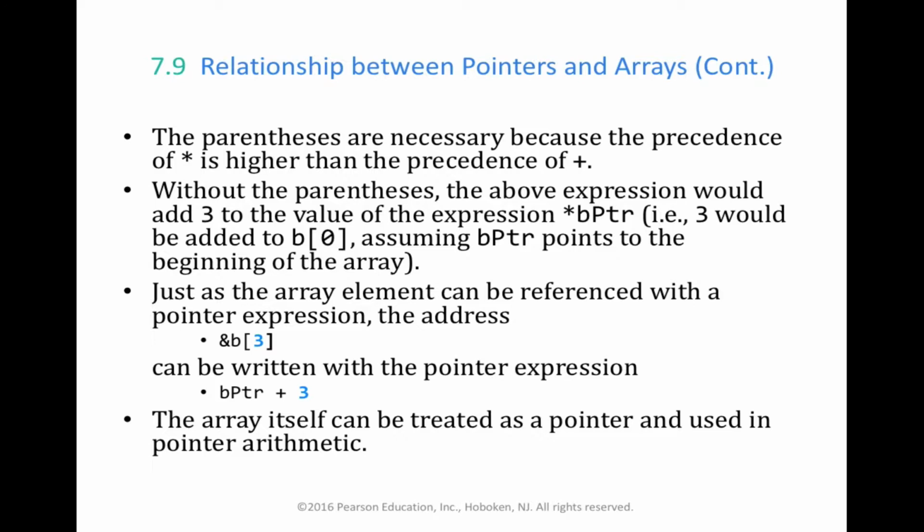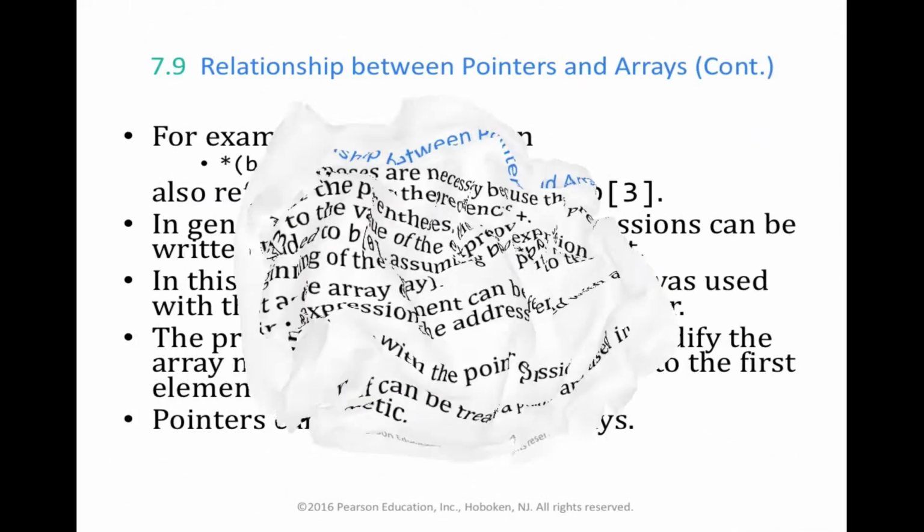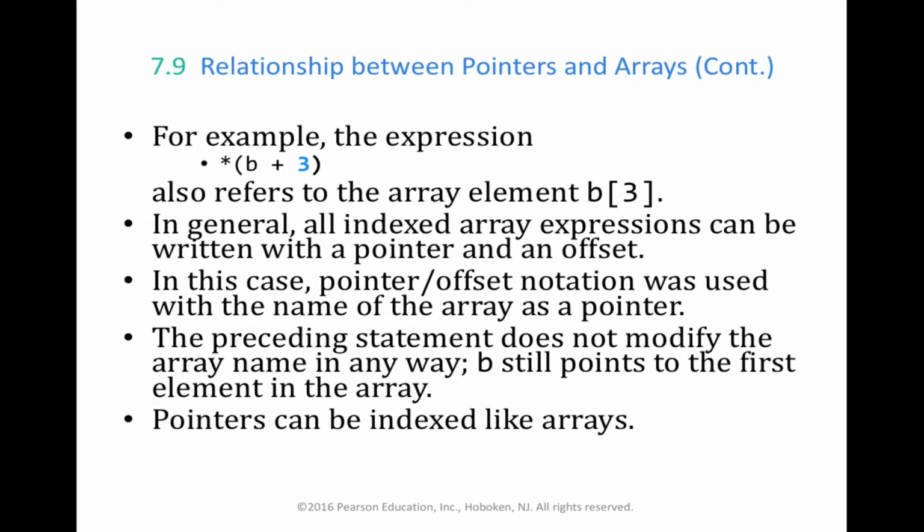Just as an array element's address can be referenced with the address operator, &b[3], we can write that same thing as a pointer expression, bptr plus 3. The array itself can be treated as a pointer and used in pointer arithmetic if we want. So, for example, the expression *(b + 3) also refers to b index 3.